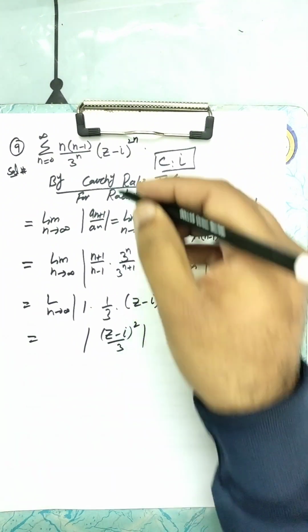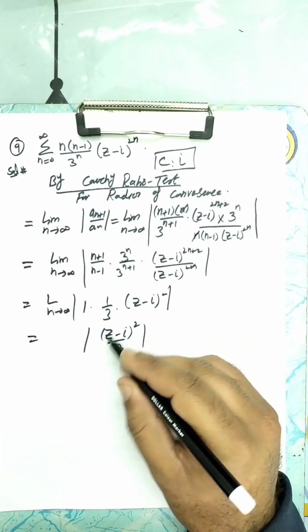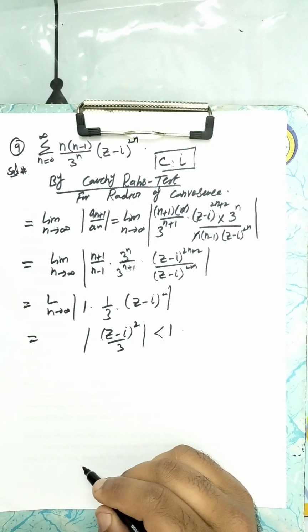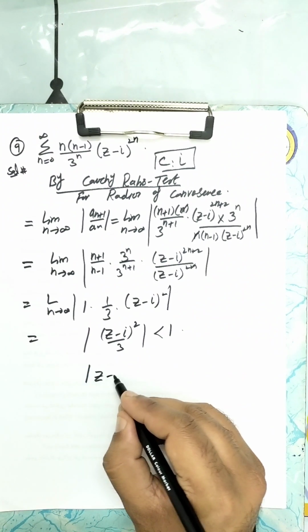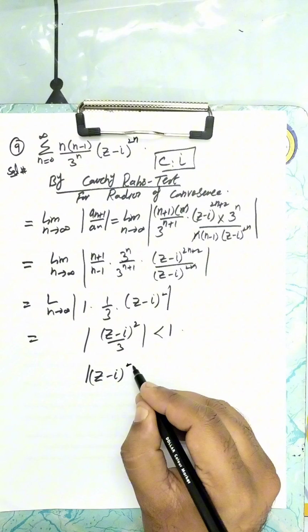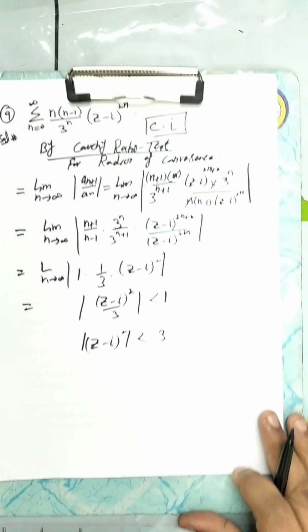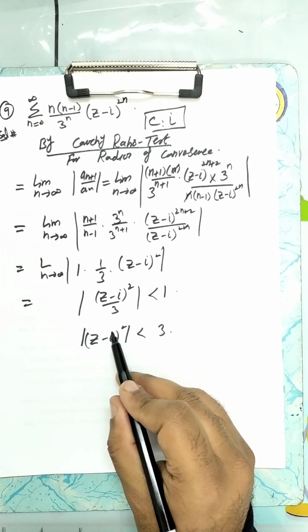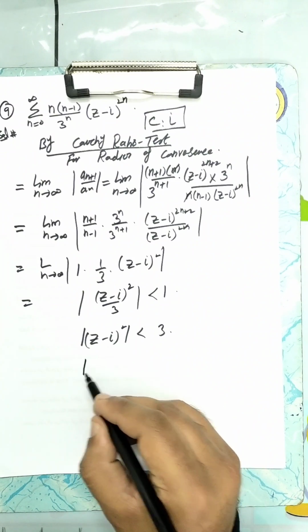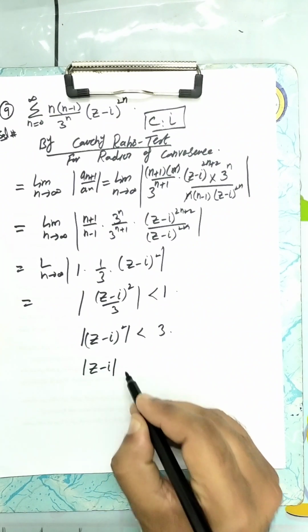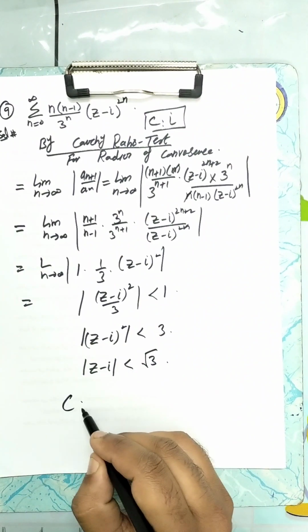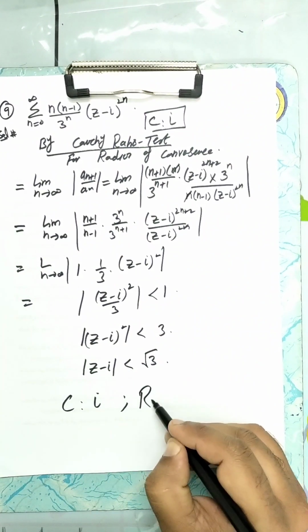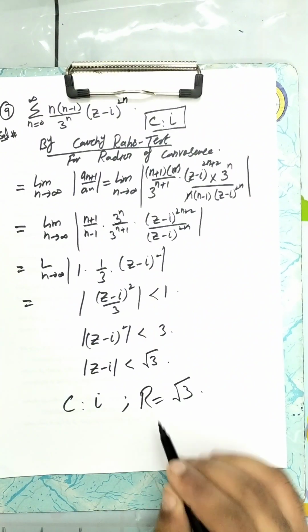And we know that the Cauchy ratio test converges if the limit is less than 1. So we take here the limit less than 1, and this becomes z minus iota square less than 3. And we take the root on both sides to remove this square, and this becomes z minus iota less than root 3. So its center is again iota, and its radius is root 3.